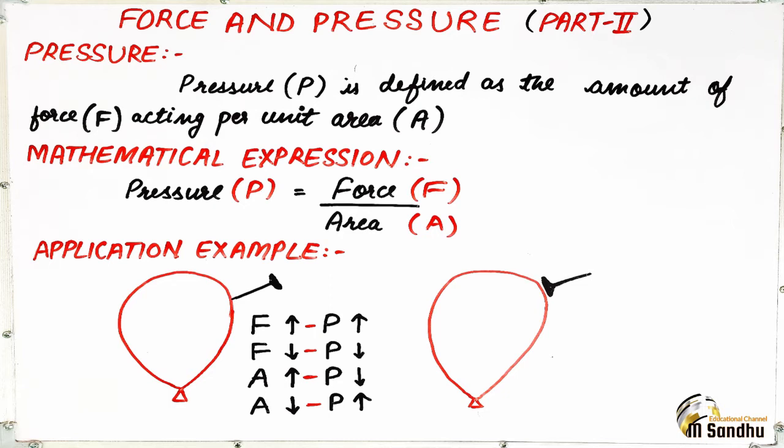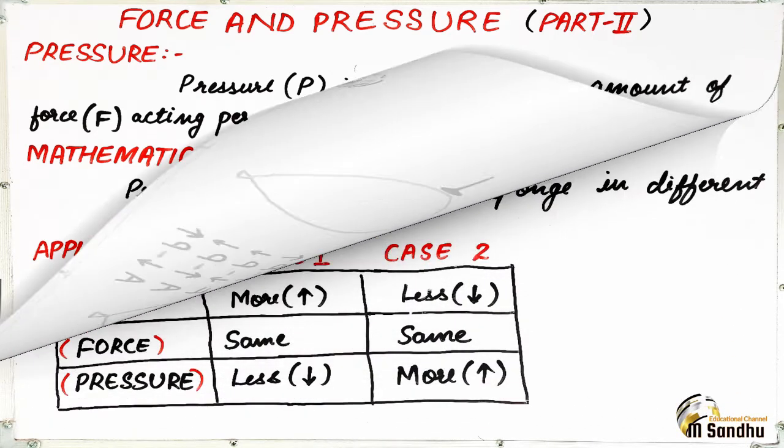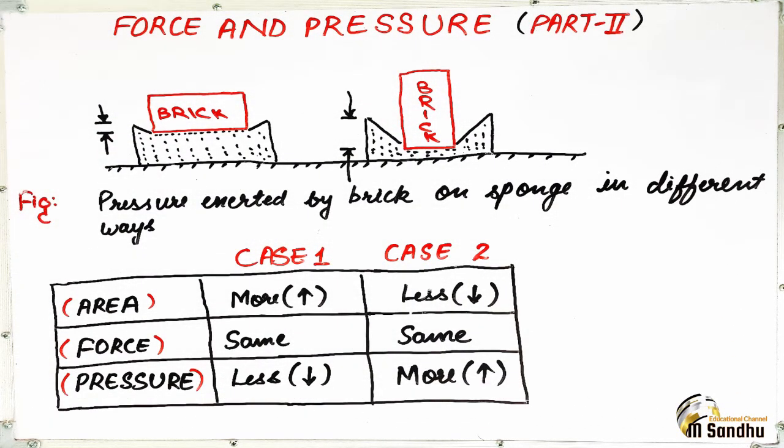We can further explain this by placing a brick in two different ways on a block of sponge. The same brick with the same weight affects the sponge in different ways. In the second case, the same force acts on a smaller area of contact, so it presses the sponge down to a larger extent. Hence, even when two forces are of the same magnitude, we need another quantity to express this difference. This quantity is the force acting per unit area, and this is known as pressure.